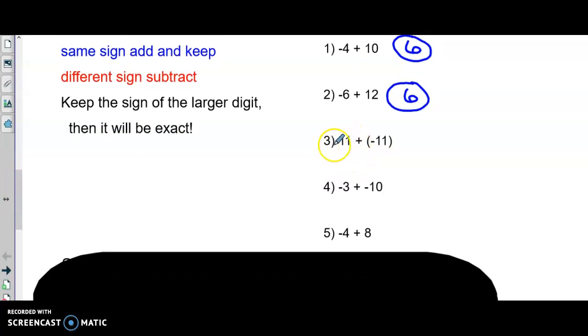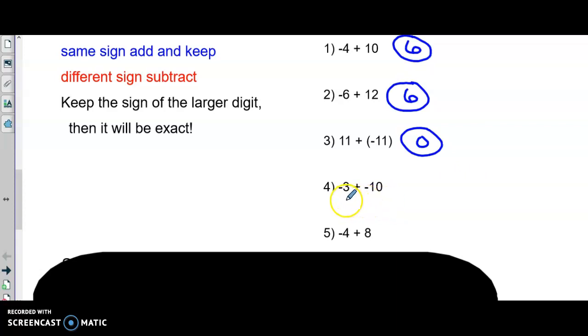We have different signs. We have +11 and -11. So we want to subtract the two numbers. 11 minus 11 is 0. And 0 is neither positive nor negative, so this is our final answer. 11 plus -11 equals 0. All right, same sign. You want to add and keep.